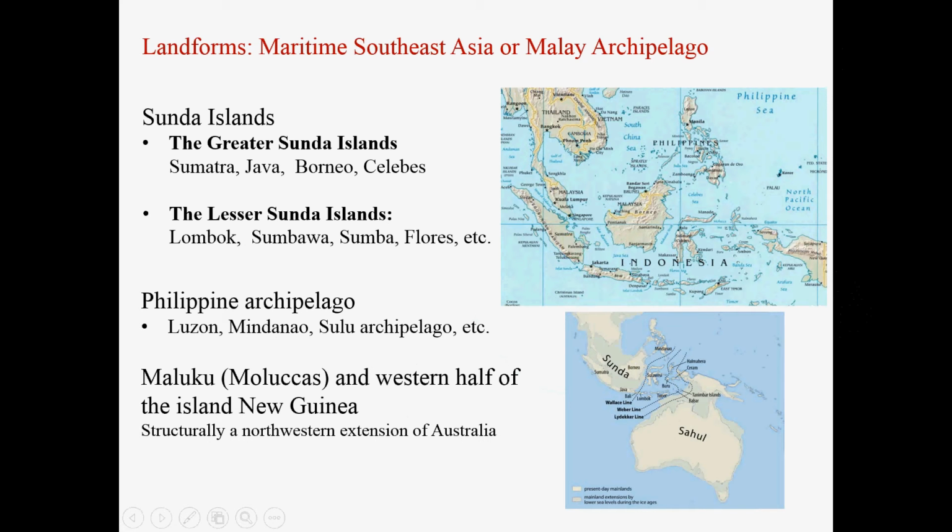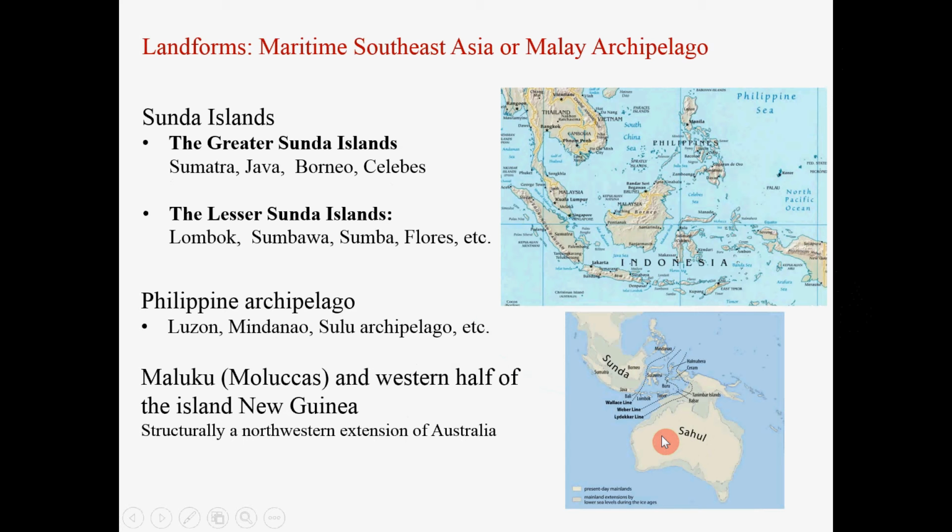Another important component is the Philippine archipelago here. Over 7,000 islands here. And finally, you have the Maluku Islands here. The Maluku Islands, along with the western half of the island of New Guinea, geologically, they are the extension of Australia. You can look at this map.